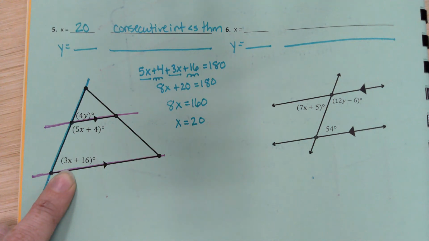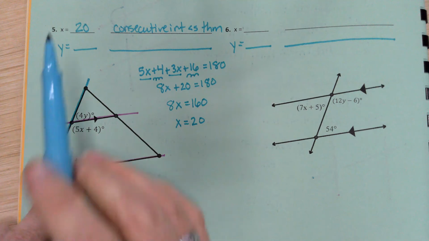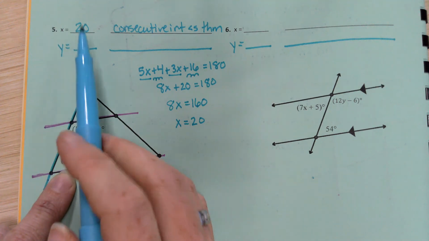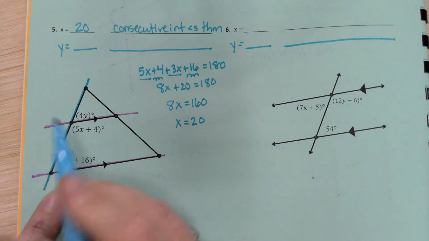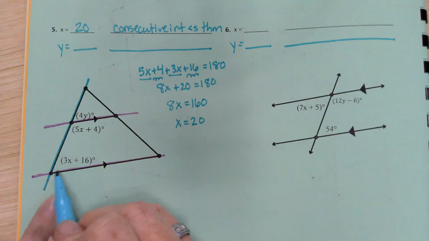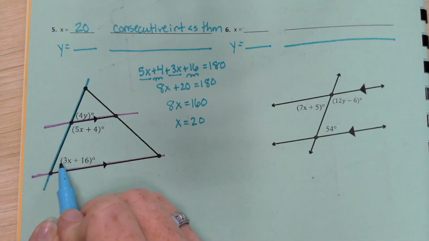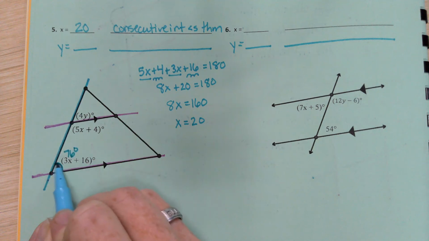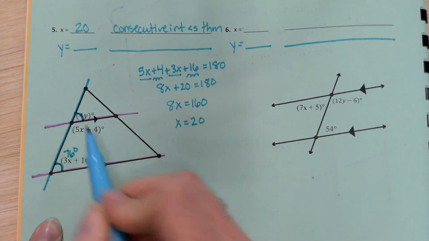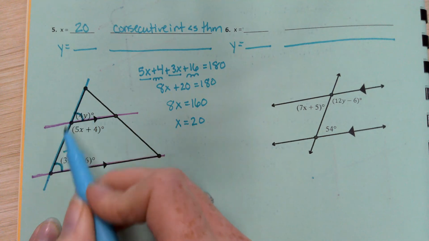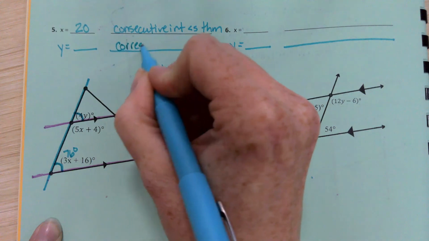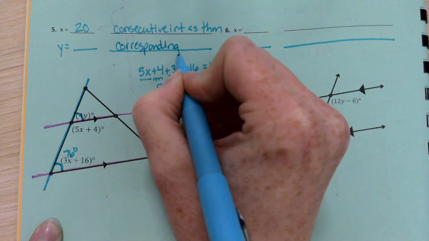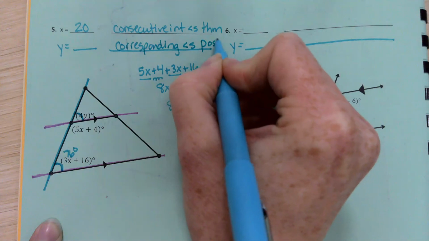There are a couple different ways you can find y, but they both involve taking that x value and plugging it in. If I plug it in right here, I've got a linear pair that I can use. If I plug it in down here, these angles, what is that? 3 times 20 is 60, so 76. This angle and my 4y angle are on the same side of the transversal, but this one's interior and that one's exterior. So this would be corresponding angles postulate if we used that set of angles to solve.